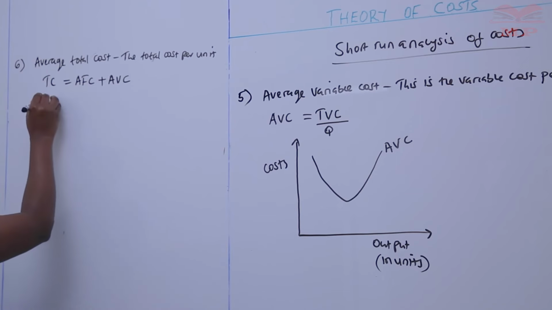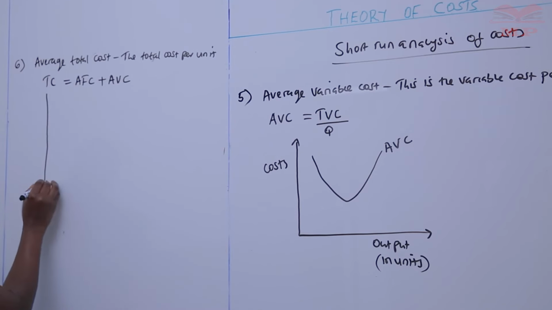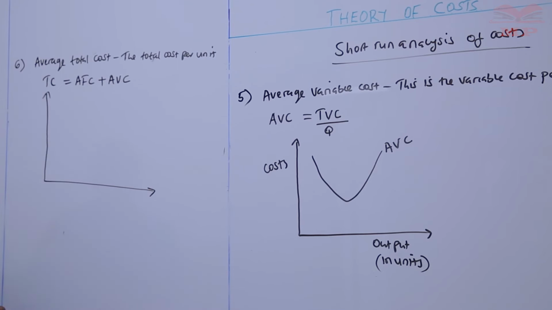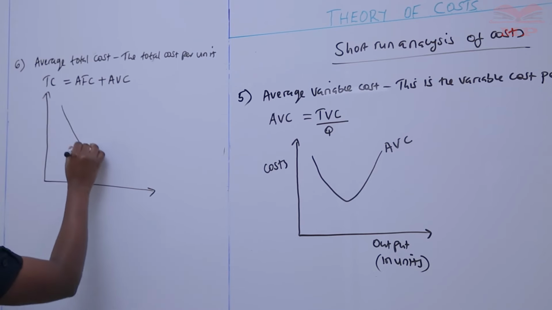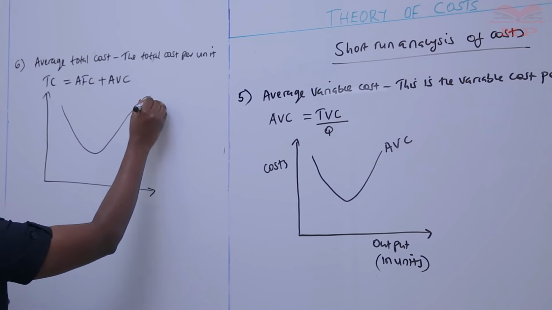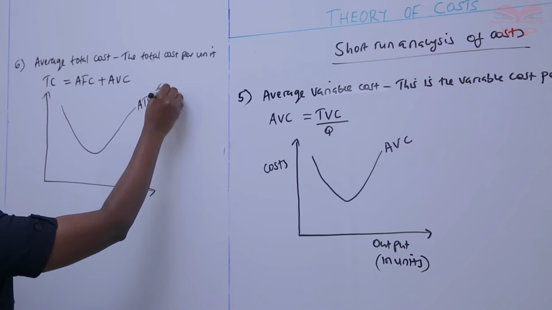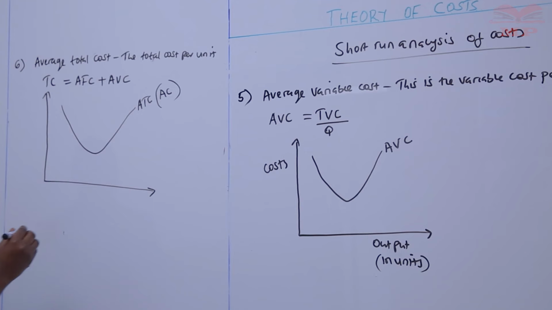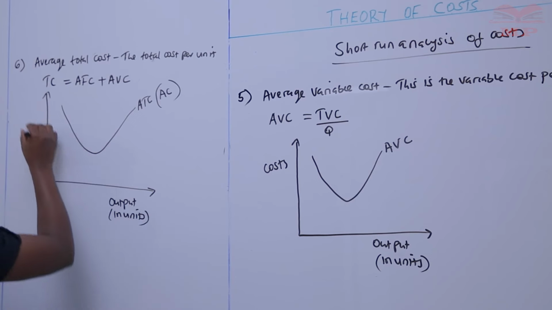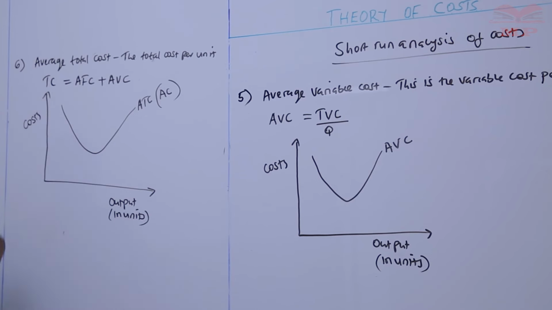So how do we illustrate this using a diagram? It has the same shape as that of average variable cost, and it is also U-shaped. So this is the average total cost, which is also the same as average cost. So here we have output in units, and then we have costs.